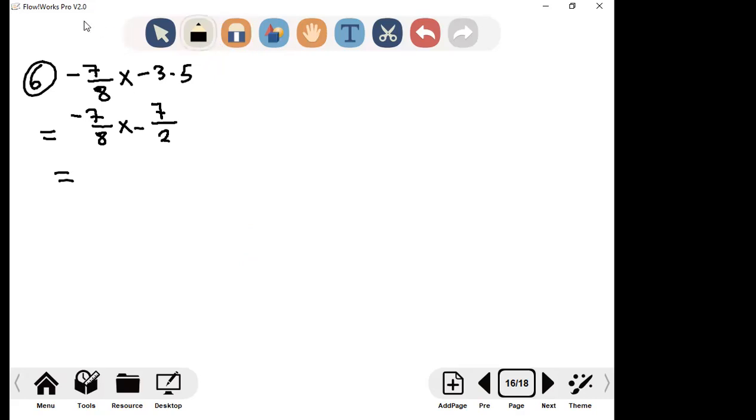Yes. 49, positive or negative? Positive because they're the same sign. Similar signs. The answer will be what? 49 over 16. Don't leave it like this. You need to turn it to a mixed number or decimal. So 49 over 16 is 3 and 1 over 16. Thank you.